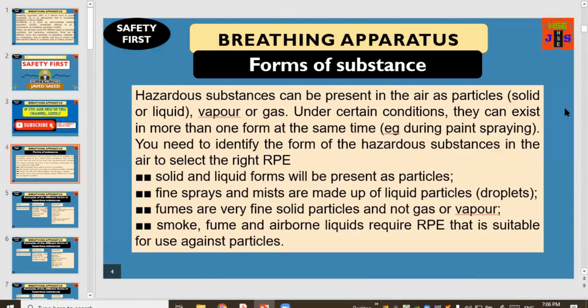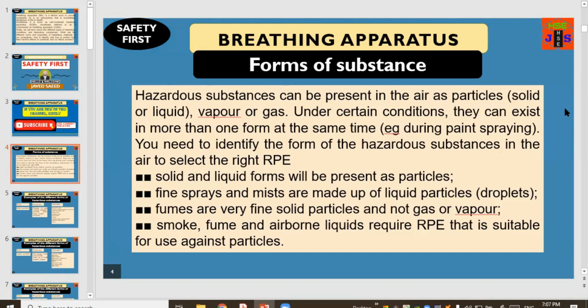Let us jump on the main topic. What are the different forms of hazardous substances? Dear friends and fellows, hazardous substances can be present in the air as particles, solid or liquid, vapor or gas. Under certain conditions, they can exist in more than one form at the same time.